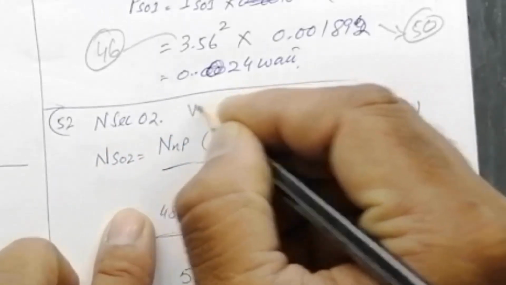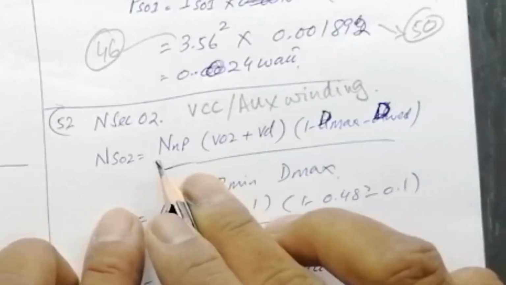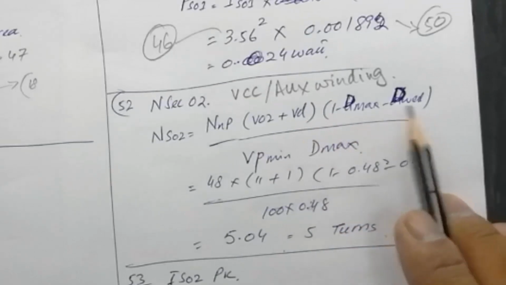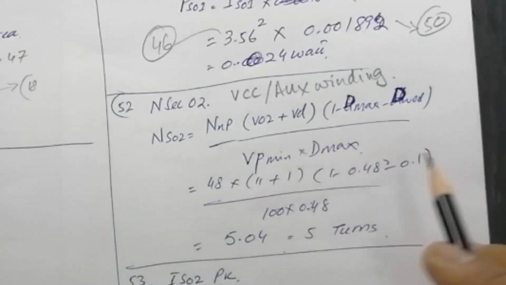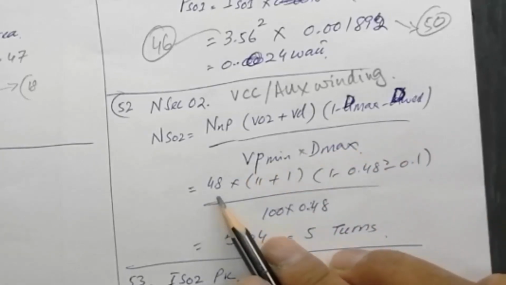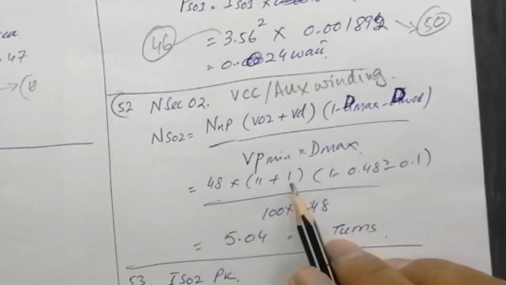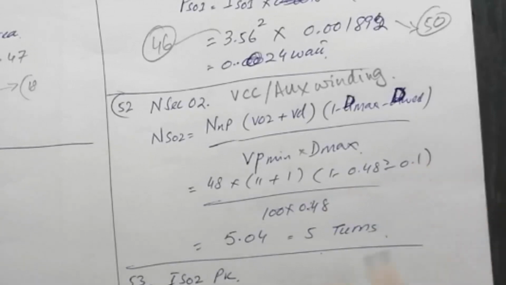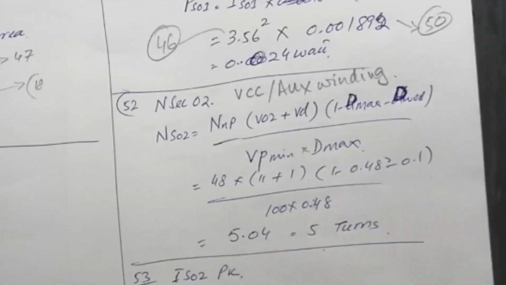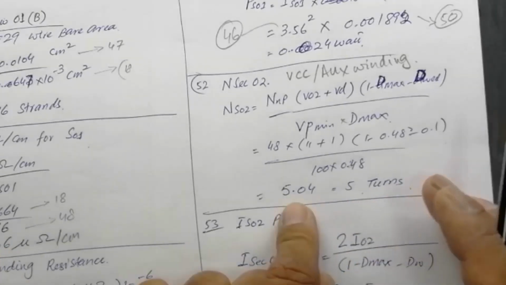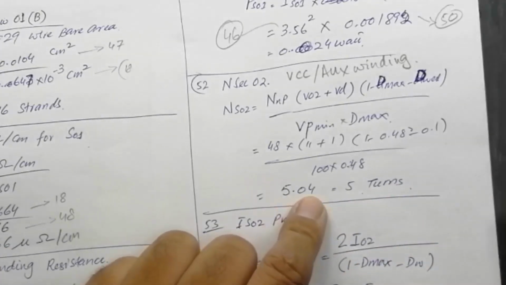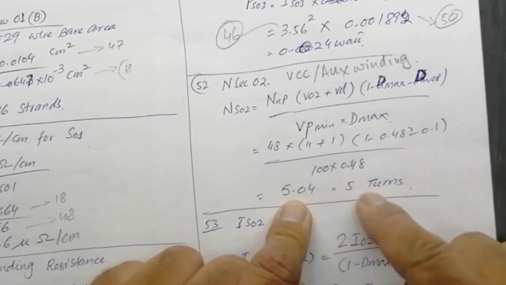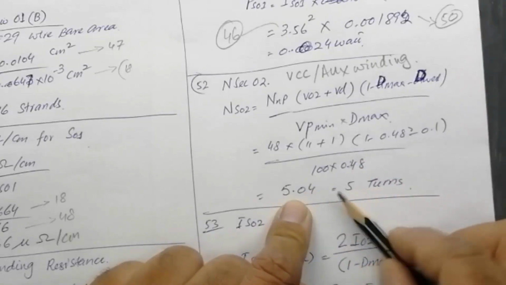Now for secondary number 2, this is the VCC or auxiliary winding. The number of turns: primary times VO2 plus diode voltage, times 1 minus Dmax minus Dwell, divided by V in minimum multiplied by Dmax. So it is 48, 11 volt output, 1 volt diode drop voltage, 1 minus 0.48 minus 0.1, so it is 5.04. So we have to select 5 turns. If our calculation comes to 5.04, that means we can select 5 turns. If it is 5.4 or 5.5, then we have to select the upper range, then we have to select 6 turns.